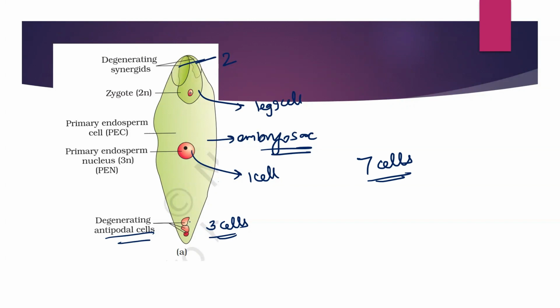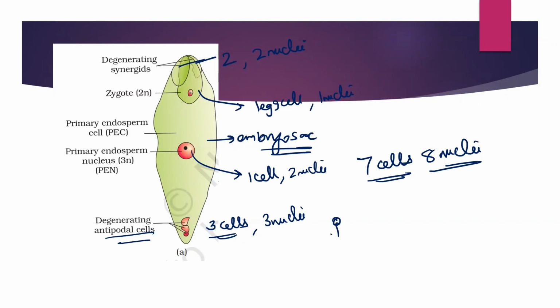But here, if you see, these three cells have three nuclei. This one central cell has two nuclei, and this one egg cell has one nucleus. These two synergids have two nuclei. Now, can you tell me the total number of nuclei? 2 plus 1, 3, 3 plus 2, 5, 5 plus 3, 8. 8 nuclei.